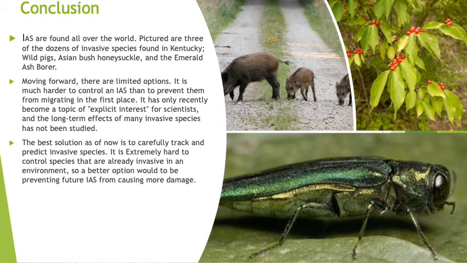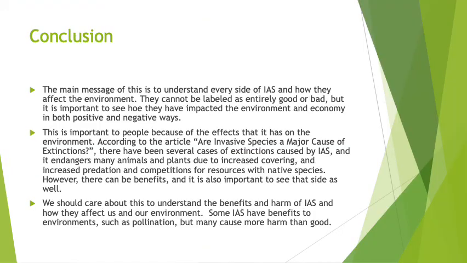The best solution we have as of right now is to carefully track and predict invasive species. As I said before, it's extremely hard to control species that are already invasive, so a better option would just be to prevent future invasive species from causing more damage. The main message of this is to understand every side of invasive species and how they affect the environment. They cannot be labeled as entirely good or bad, but it's important to see both sides.